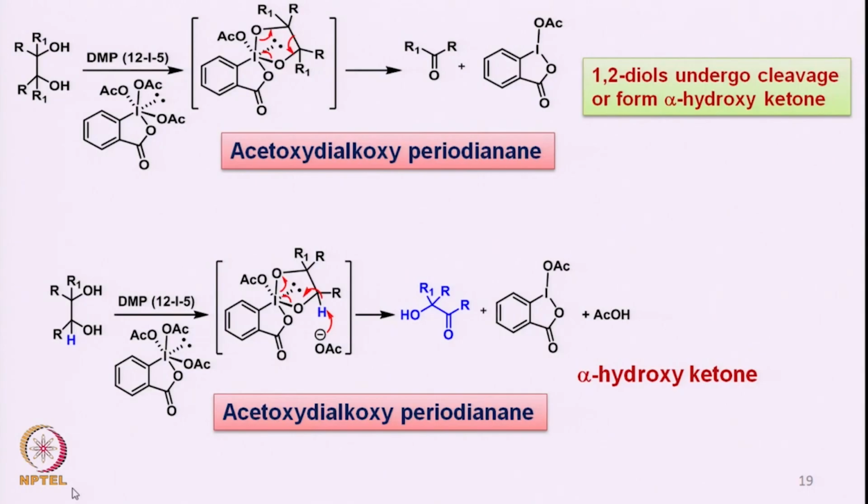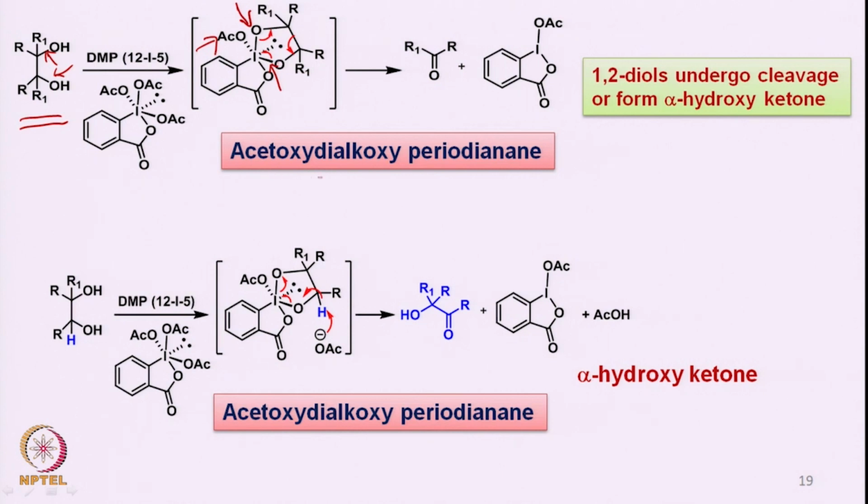Now if one looks into the various kinds of substrates that have been utilized for this oxidation, there are also diols. If you have a diol which is not having a hydrogen, like R and R1 are not hydrogen, it can form an intermediate by replacing 2 acetoxys. 2 acetates from here are replaced by 2 alkoxy bonds of the diol that we are using. One is here and the other one is here, and you form this acetoxy dialkoxy periodinane. So there is one acetoxy group here and 2 of the dialkoxy.